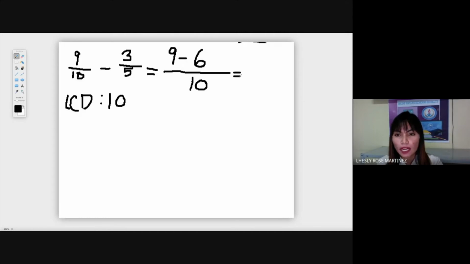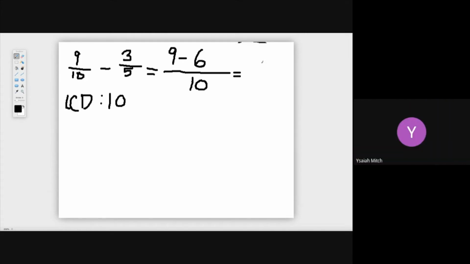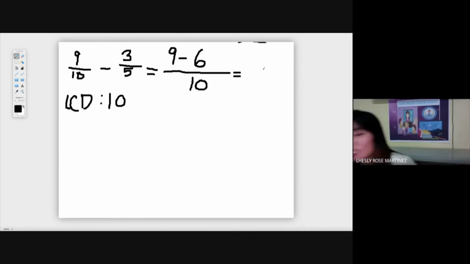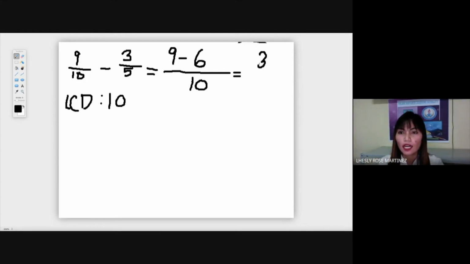Okay, so since parehas na yung denominator, we can now proceed to the operation. So 9 minus 6. Type your answers. 9 minus 6. Okay, 3. Very good. And then copy the denominator. 10. 3/10. Naka-simplest form na po ba siya?